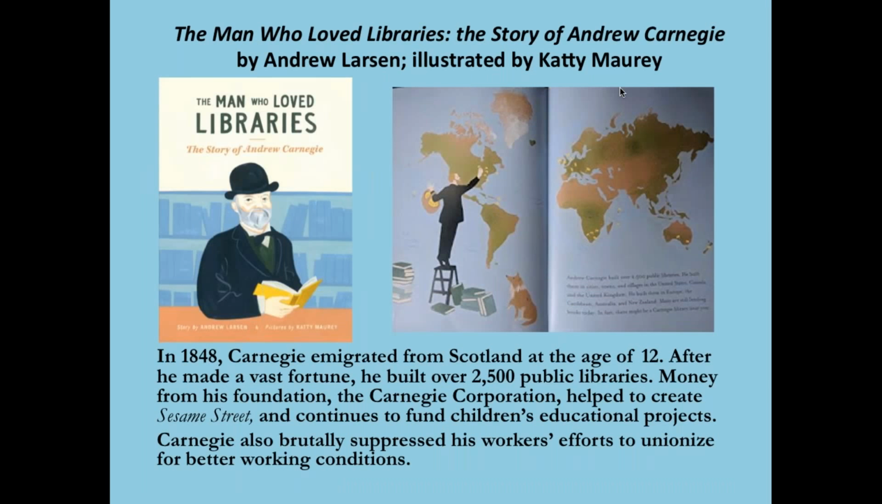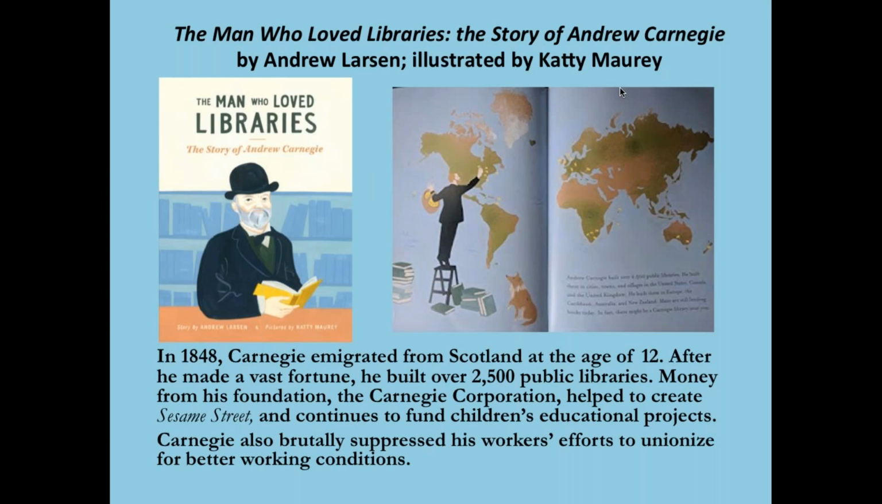Another book about someone who supported libraries. This is the story of Andrew Carnegie, who emigrated from Scotland at the age of 12, made a vast fortune and built over 2,500 public libraries. Money from his foundation, the Carnegie Corporation, helped to create Sesame Street and continues to fund children's educational projects. But also, Carnegie brutally suppressed his workers' efforts to unionize for better working conditions. Perhaps a great way to start talking about the complexities and contradictions of human beings.